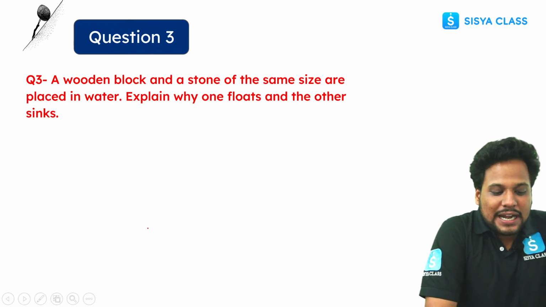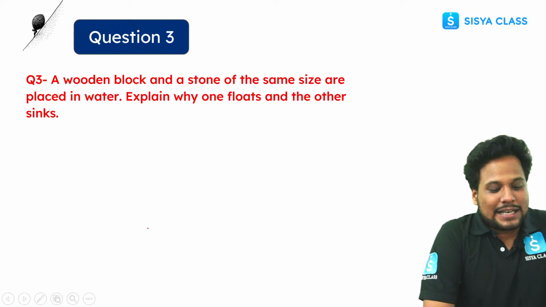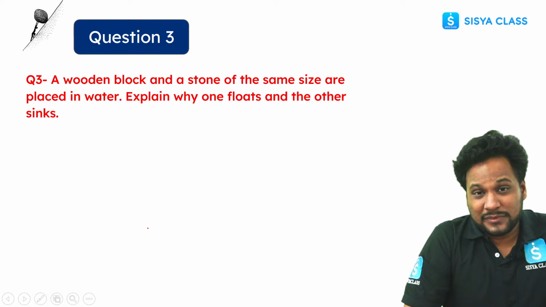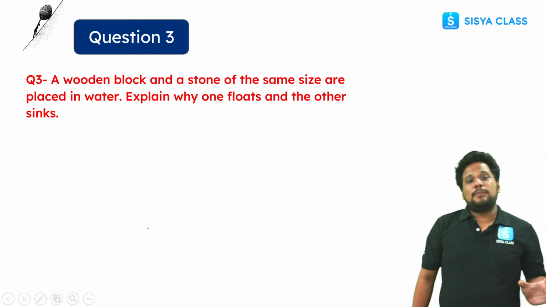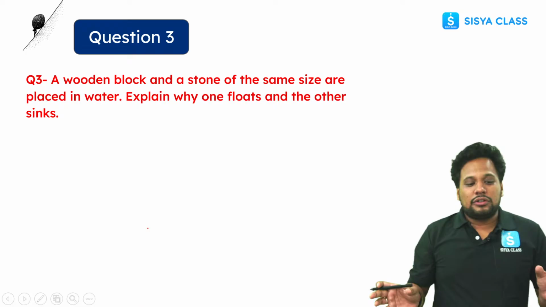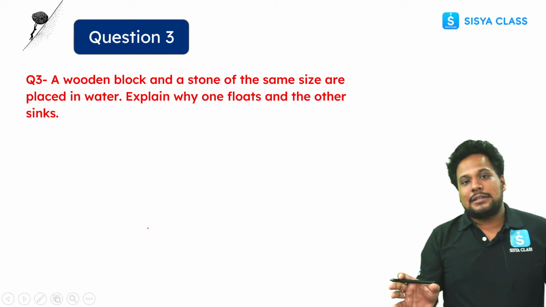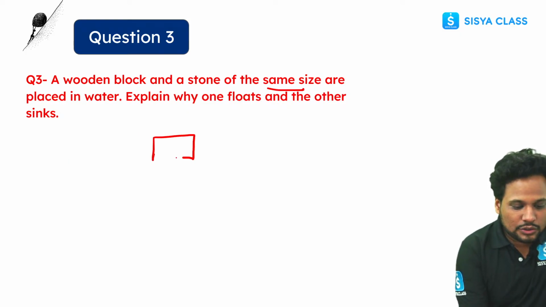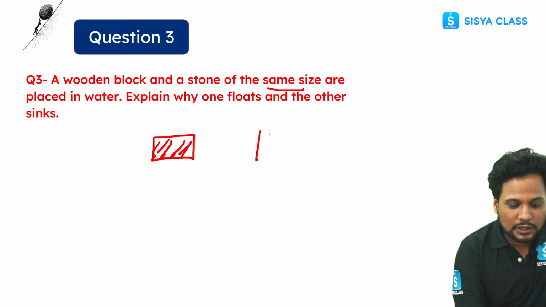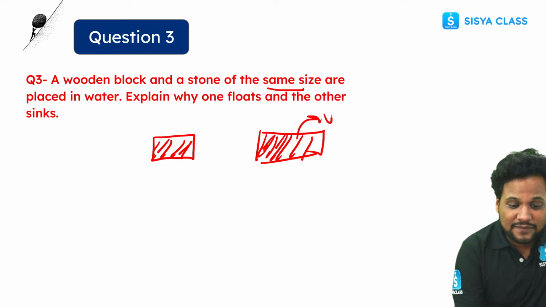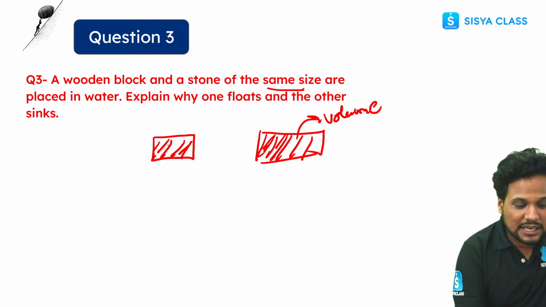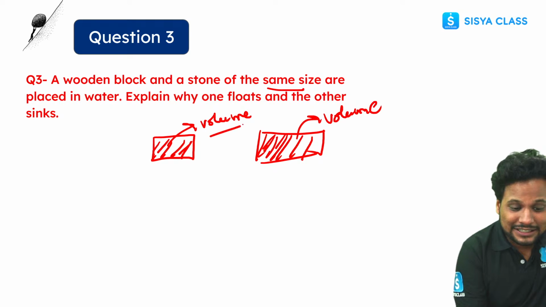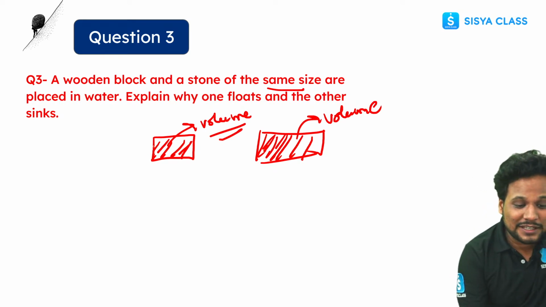Now, the third question. A wooden block and a stone of the same size are placed in water. Explain why one floats and the other sinks. Same concept. The wooden block and the stone have different masses. Let's suppose they have the same size, so this is a stone, and this is a wooden block. If they have the same size, they have the same volume. But the same volume doesn't mean that they have the same mass, right?